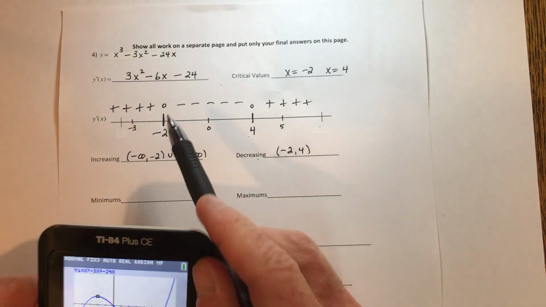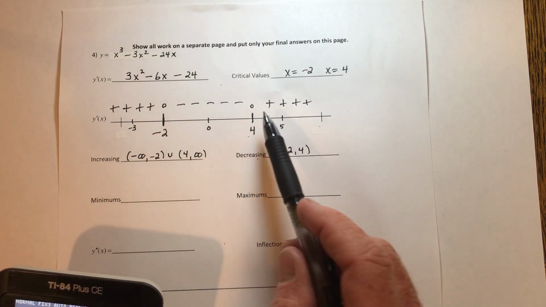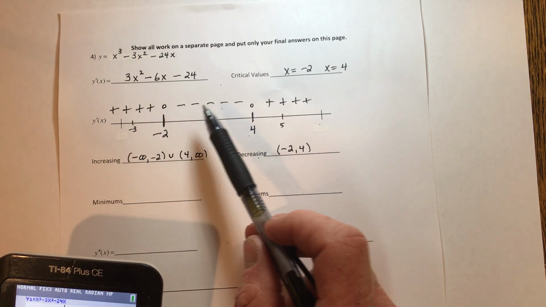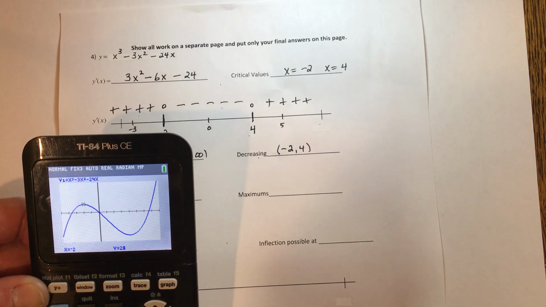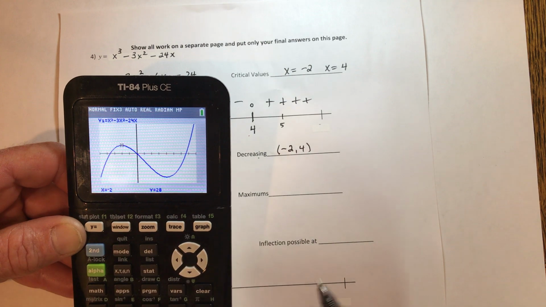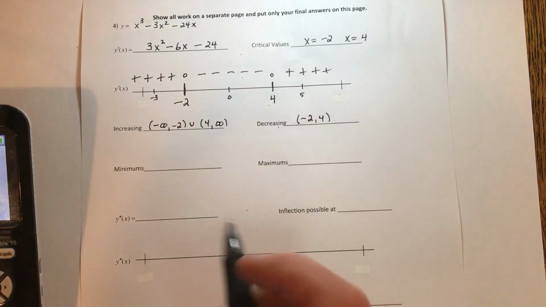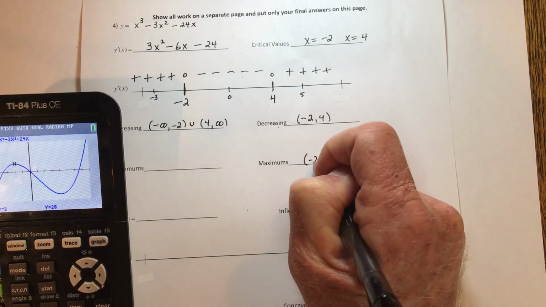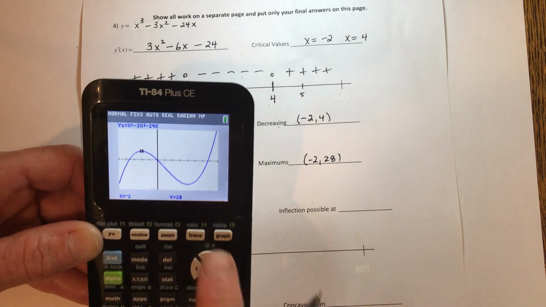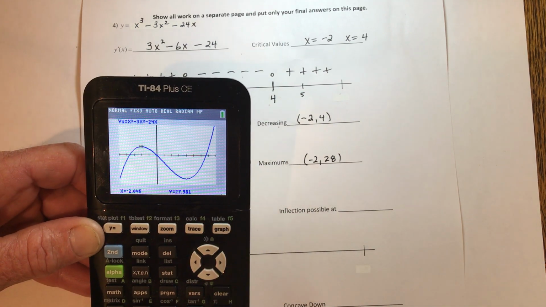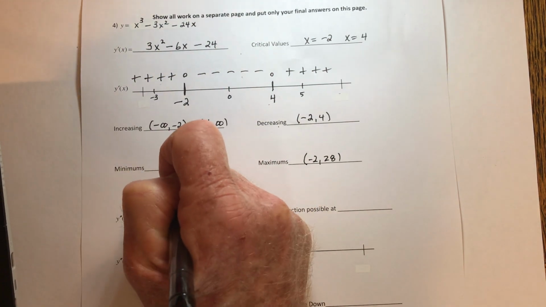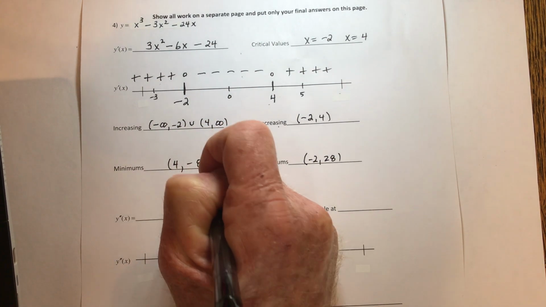And then that's what this said also. It's increasing and then decreasing and then increasing. So positive means it's going up, negative means it's going down. So it's only the middle part that's going down. And then you could see that this is a maximum value when it got to the top of that hill. So that's negative 2, 28. That is a maximum. Negative 2, 28. And then for the minimum, that would be when I plug in a 4. So that's going to be at 4, negative 80.